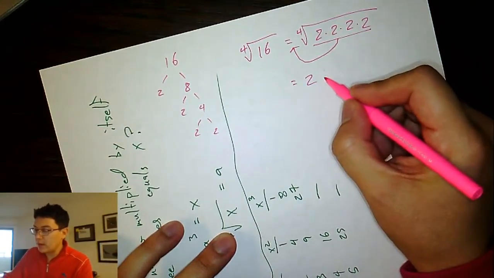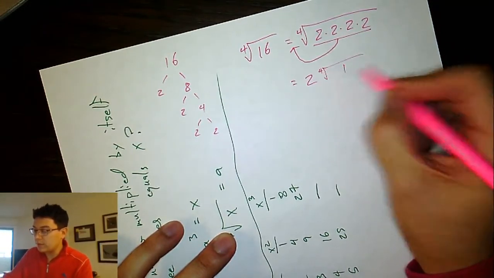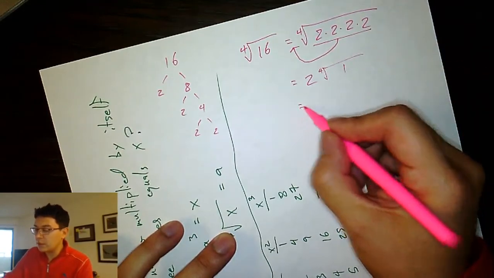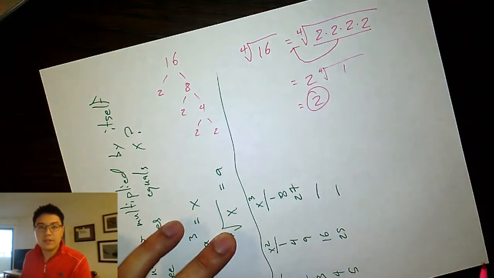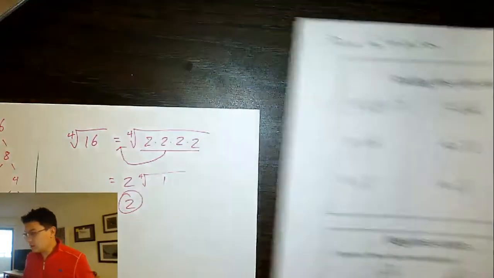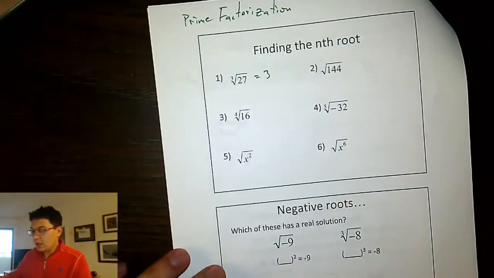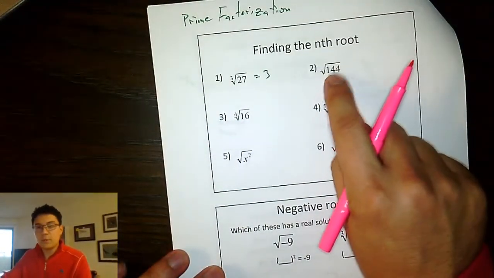So what I have left over would be the same thing as the fourth root of 1. The fourth root of 1 is always equal to 1. So this is just equal to 2 in the end. Let's do another one of these, just so you guys can see this here. Let's do 144 here. So we're going to do the square root of 144.